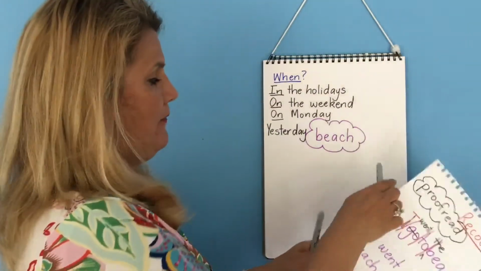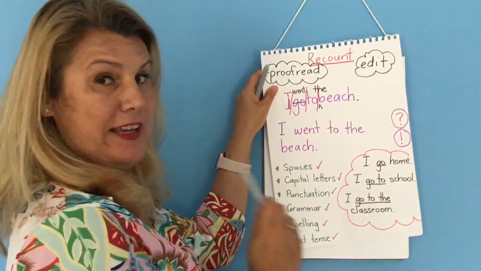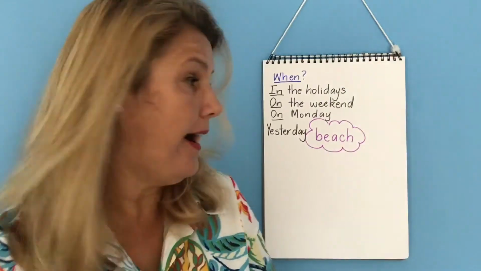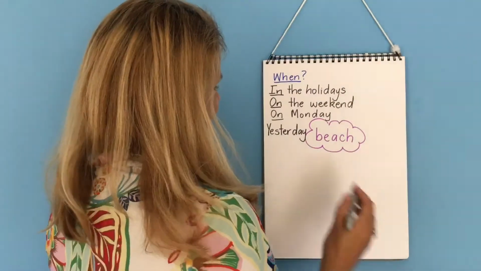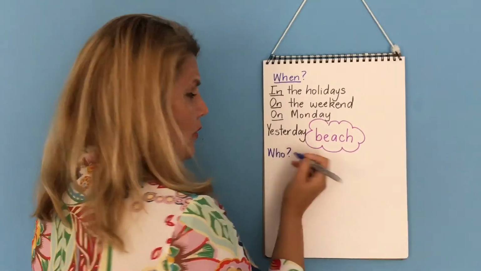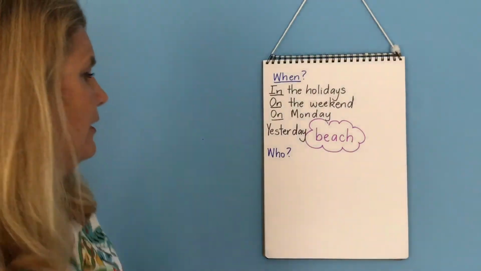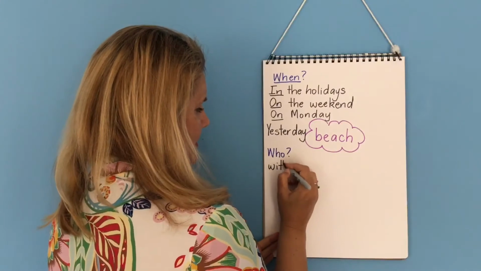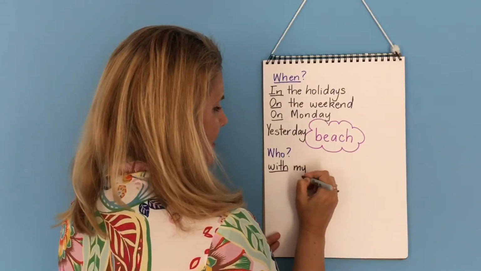So you could say here, for example, yesterday I went to the beach. Or you can say, I went to the beach yesterday. Both are correct. The question we usually ask is, who? Who did you go to the beach with? I imagine you didn't go by yourself. So you might say with, I went to the beach with my family.